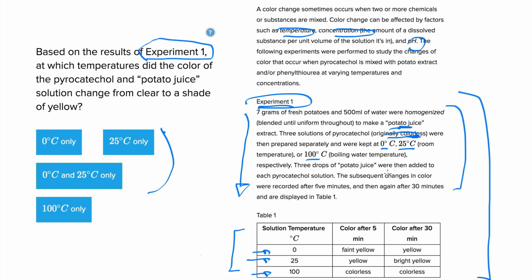3 drops of potato juice were then added to each procatechol solution. So potato juice was added to the colorless procatechol. And then the subsequent changes in color were recorded after 5 minutes, and then again after 30 minutes, which we see here in table 1.